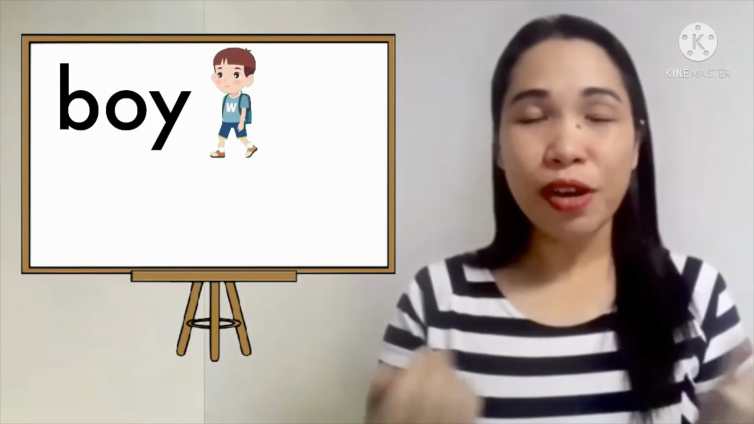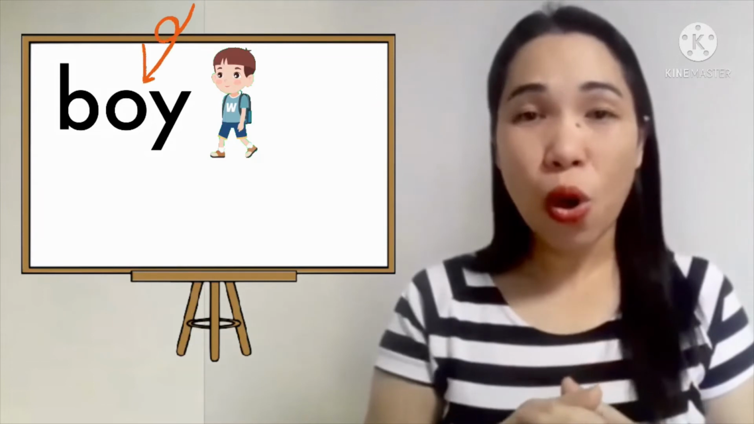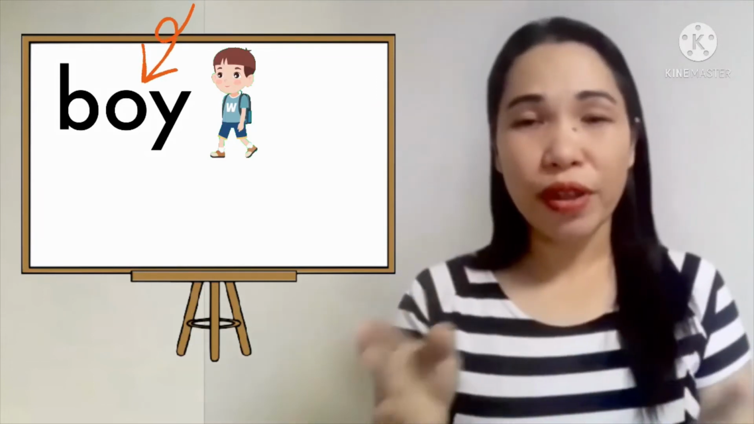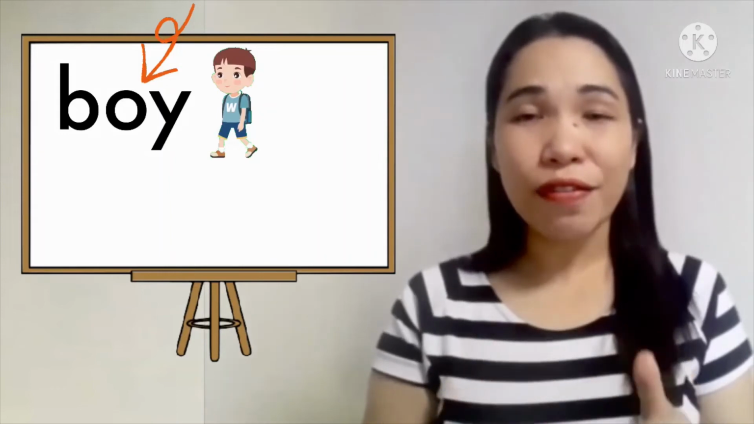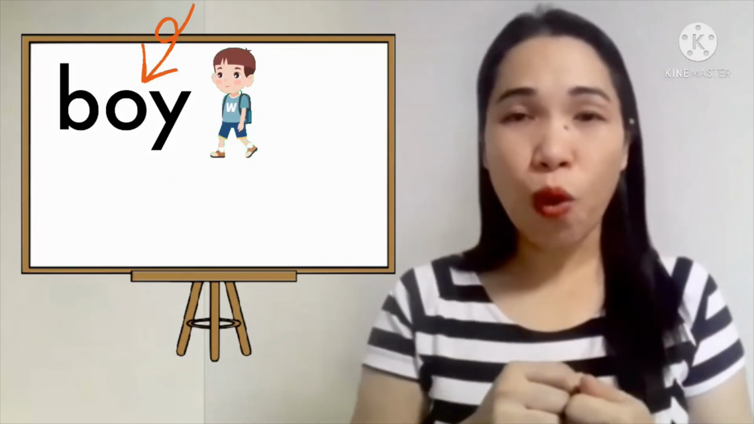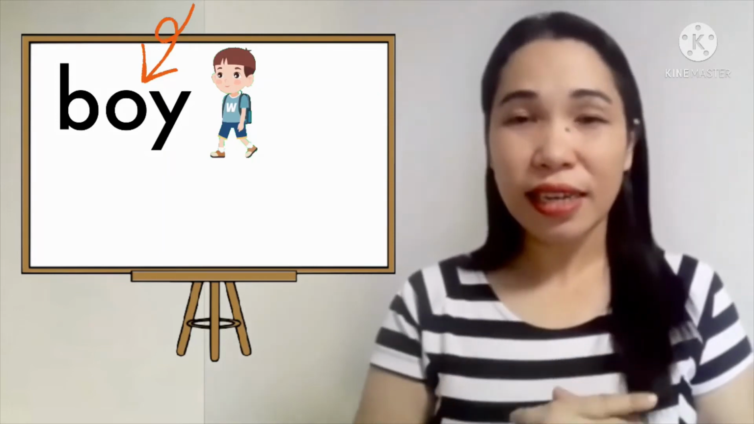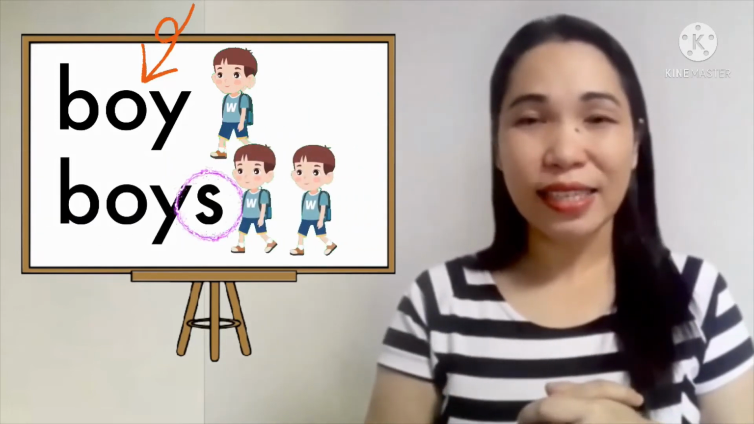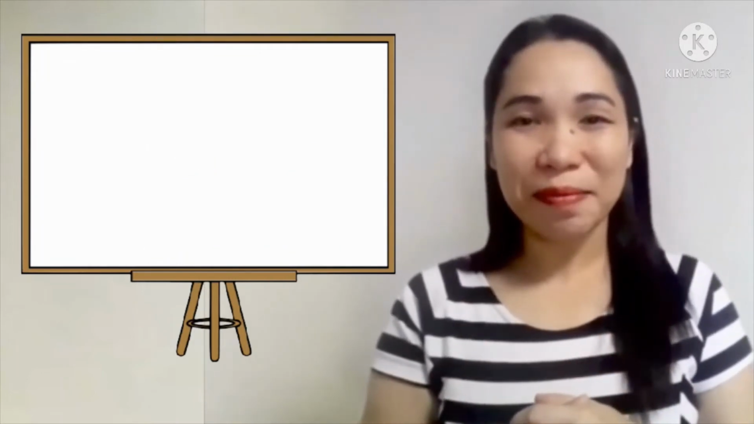Next is boy. What is the plural form of boy? We can see that the letter O is the letter before the letter Y. And the rule says that if the letter before Y is a vowel, we don't need to change anything. We will just add S. So boy, boys. Good job.